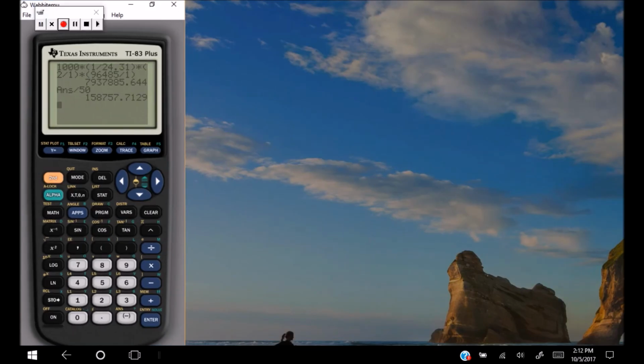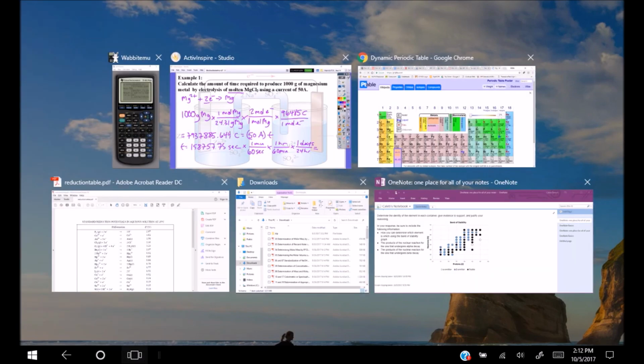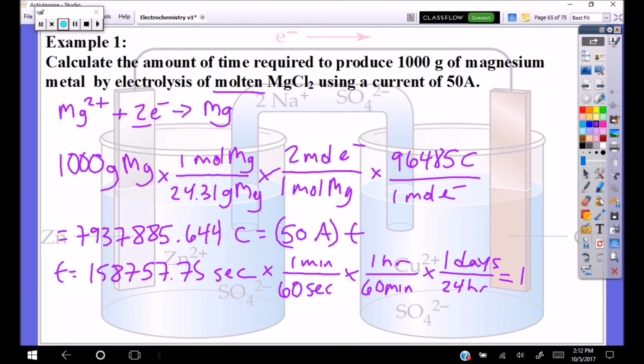So we take this number, times 1 over 60, same as dividing by 60 seconds. Do it again, times 1 over 60, same as dividing by 60 minutes. And then again, times 1 over 24, same as dividing by 24 hours in a day. And we get 1.837 days. If we're talking about sig figs, I'm going to put that in the appropriate sig figs. 1.8 days would be my answer here.